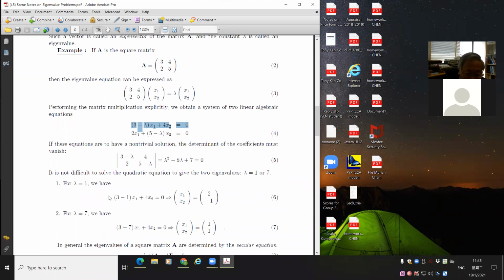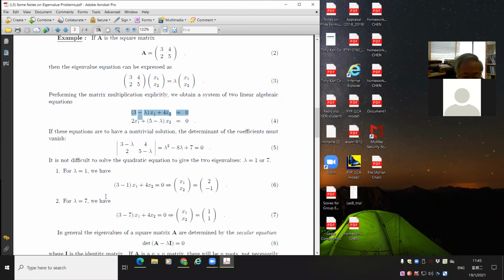On the other hand, if we pick the eigenvalue lambda equal to 7 and substitute it into the first equation in equation 4, we obtain another non-trivial solution, x1 equal to x2 equal to 1. So the eigenvector corresponding to the eigenvalue lambda equal to 7 is this column vector (1, 1). The eigenvector corresponding to the eigenvalue lambda equal to 1 is this column vector (2, -1).